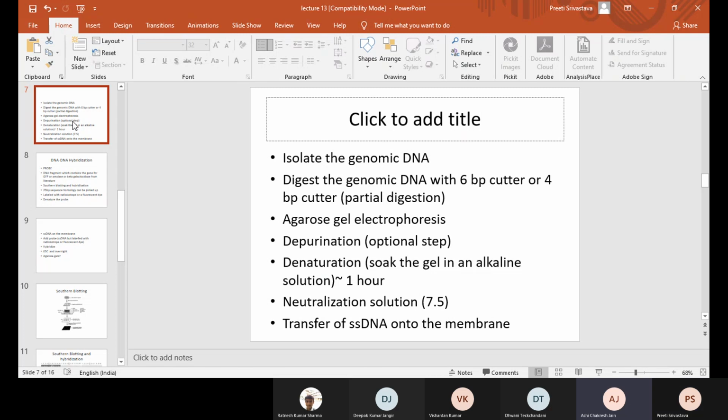Following this, we go for agarose gel electrophoresis. And then the next step is depurination. So depurination is done for genes that are greater than 2 kb in size. After this, we move on.